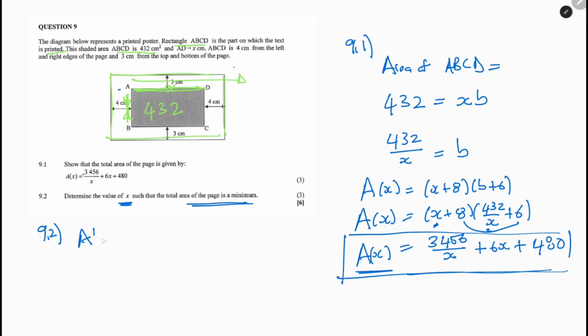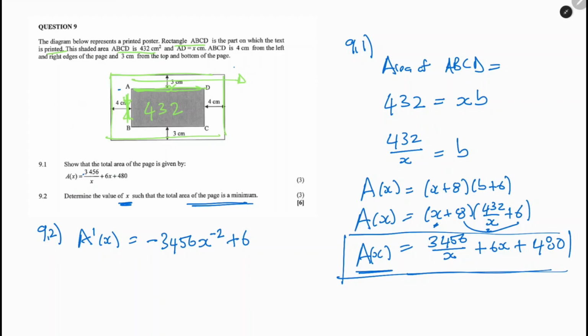As I said, we need the derivative. I'm going to go A dash X. The first term, this term over here, is the same as 3456 multiplied by X to the minus 1. So when we're finding the derivative, of course, we take the exponent, put it in front. So we've got minus 3456, again times X, and then the exponent is 1 less, so it becomes minus 2. Then the next term, here we have the 6X, that simply becomes 6. And the constant of 480 just falls away when we're doing the derivative.